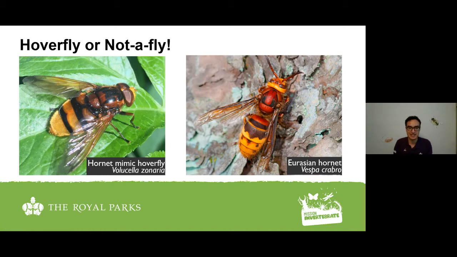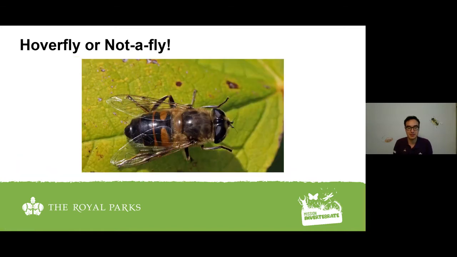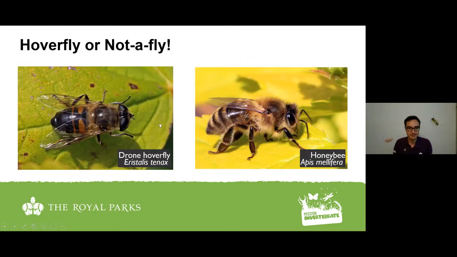I might just quickly skip through this last one. So this one is a drone hoverfly, and it looks as if it's mimicking a male honeybee. But again, you can see it's got very large eyes and short antennae. The honeybee has larger antennae, and it's got two wings. So the wings and the eyes are the main features to look at when you're looking at a potential hoverfly.